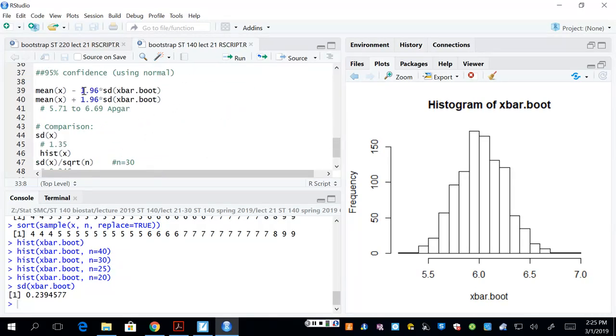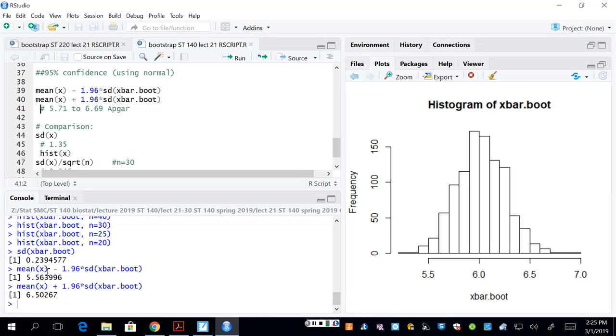My confidence interval would be taking the mean minus 1.96 times the bootstrap standard error. There's no extra dividing by the square root of n, because it's the standard deviation of x bars. That would give me an interval of 5.56 up to 6.5. That would be a 95% confidence interval for the average EPGAR score for infants like these that are included in this group. So I didn't have to use S over the square root of n, but used simulation instead.